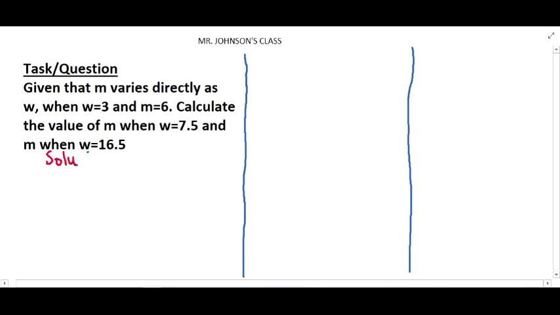Okay, solution. I have that m, given that m varies directly, so always ask yourself, what is the relationship between these quantities?